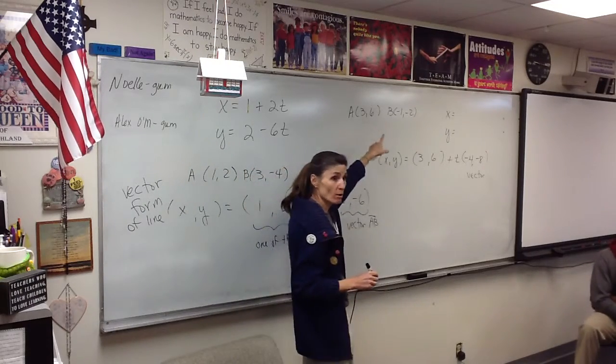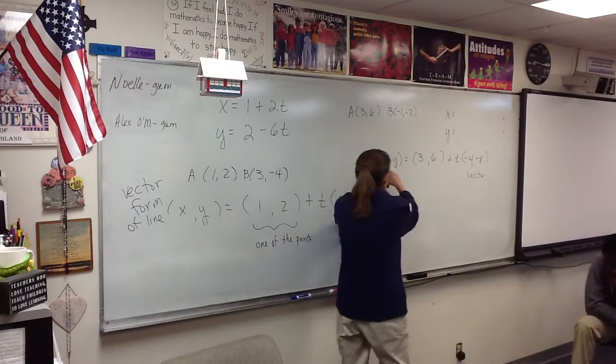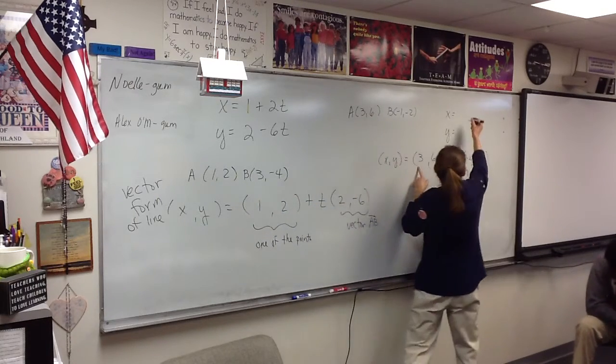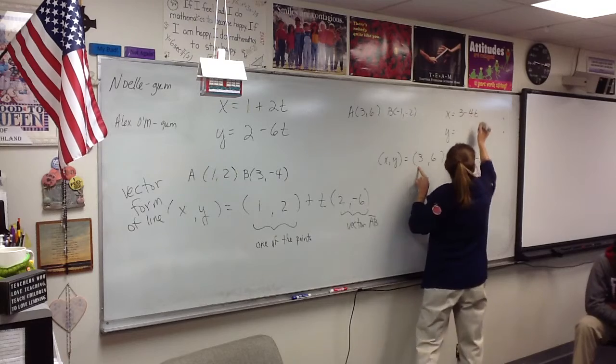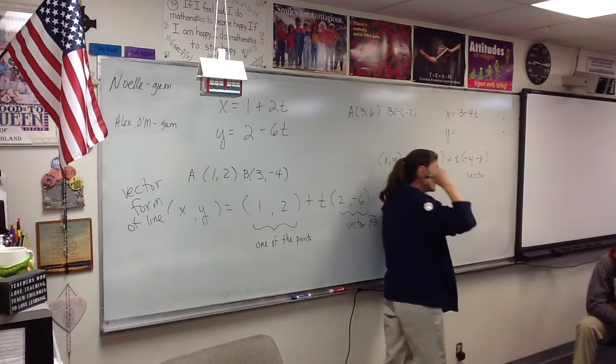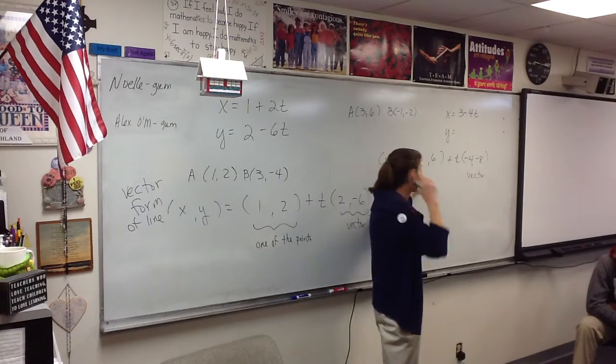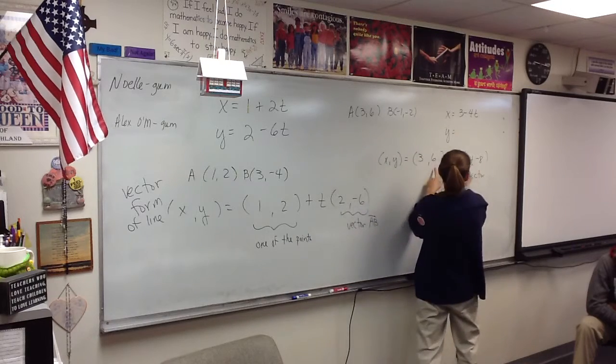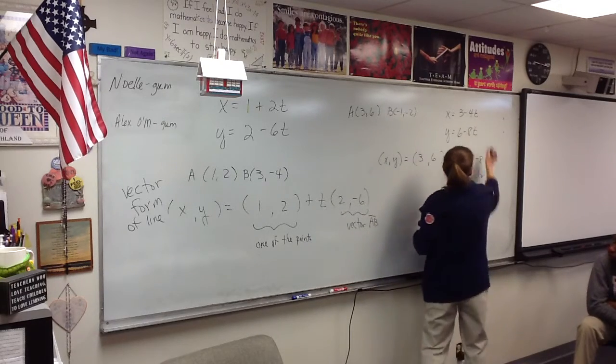Now we can go to our parametric form. X equals what? 3 minus 4t. Everybody seeing where that's happening? And y equals 6 minus 8t.